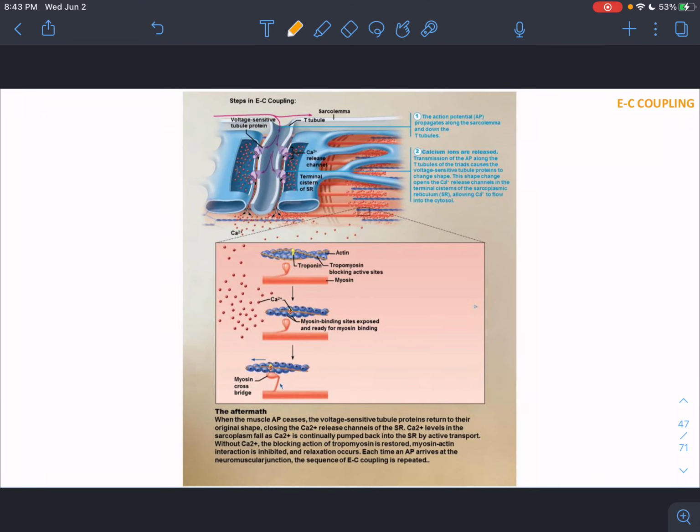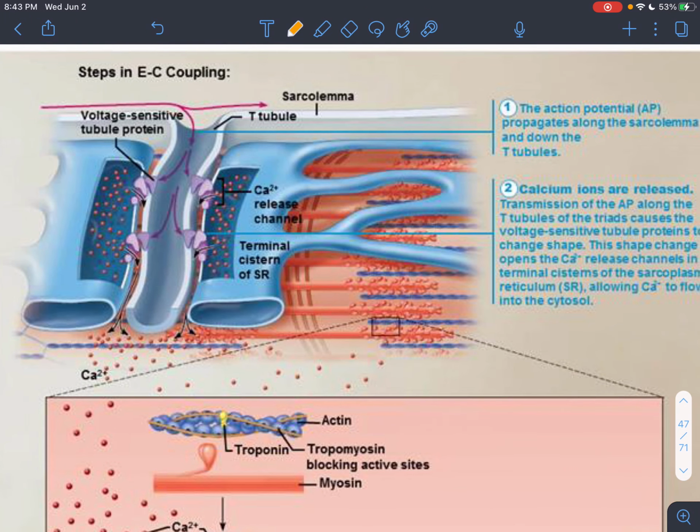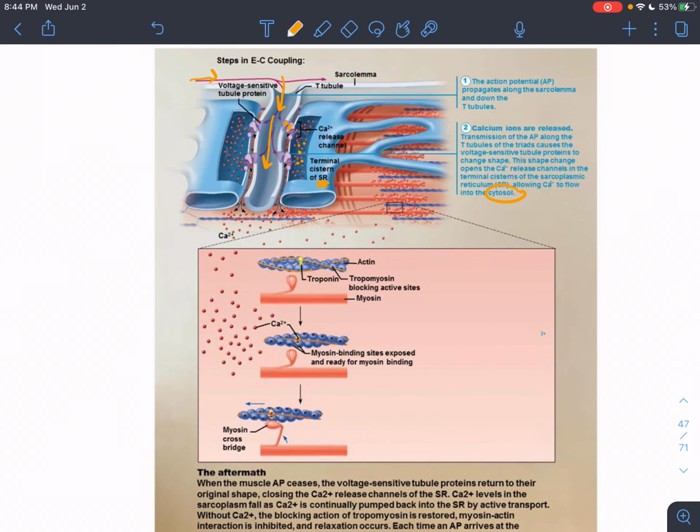The next slide shows that a little bit better, so I'm going to zoom in. The action potential propagates down and goes into the T tubule. That depolarization down the T tubule allows these channels, and we're not going to really talk about the physiology of those, but ultimately it's going to allow calcium stored in the terminal cisternae of the sarcoplasmic reticulum to be released into the cytosol of the muscle. And that is going to couple with the contraction. Calcium is what's really important in allowing cross bridges to form, which is step 4, the cross bridge cycle.